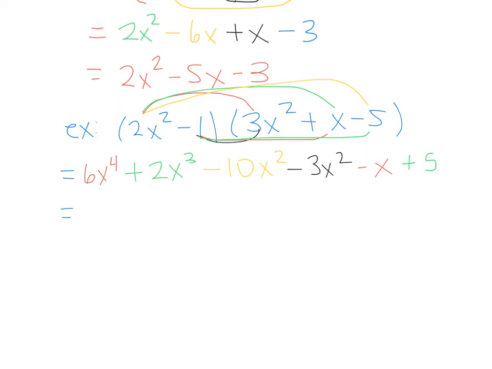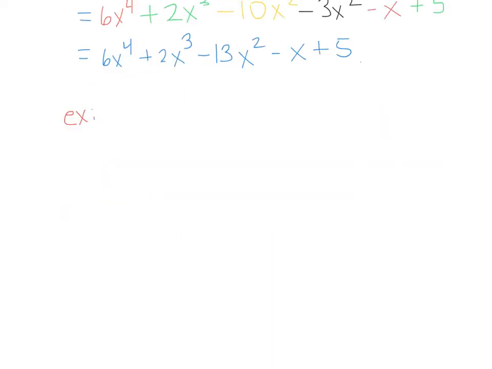We want to combine the like ones. We've got 6x to the 4th, nothing to combine that with. And plus 2x cubed, nothing to combine that with. We've got 2 x squared terms, so that's going to be a minus 13x squared minus x plus 5.